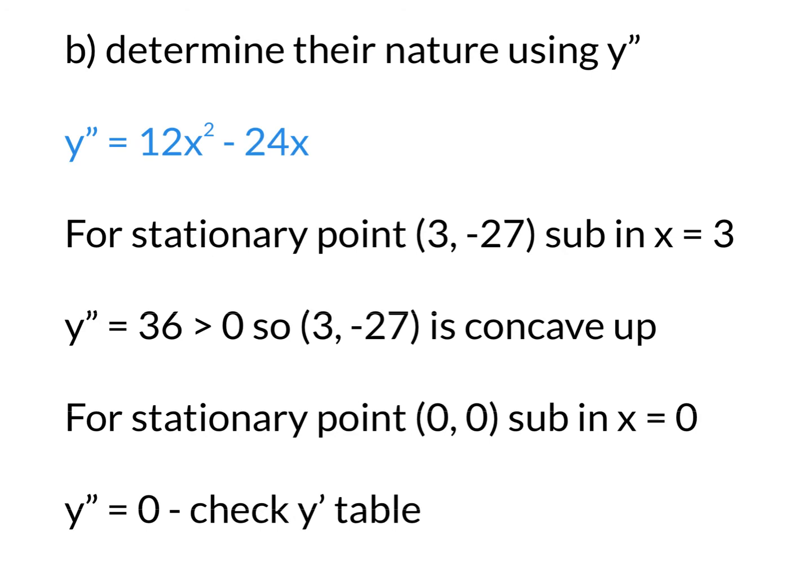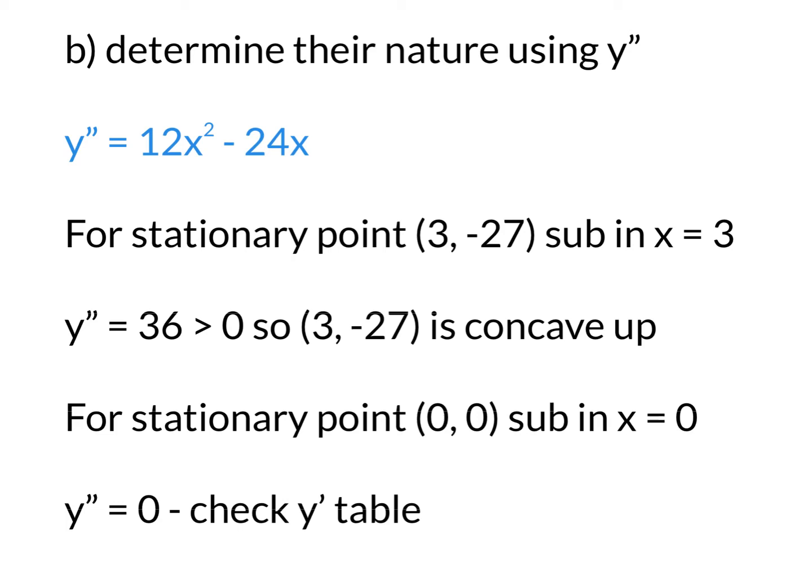So step 2, we're going to determine their nature, but this time we're going to use the second derivative. So when we differentiate a second time, we get 12x squared minus 24x. So for the stationary point (3, -27), we take the x value, which is 3, and substitute it in. So when you put that into the second derivative, you get 36. That's greater than 0, so therefore it's concave up.